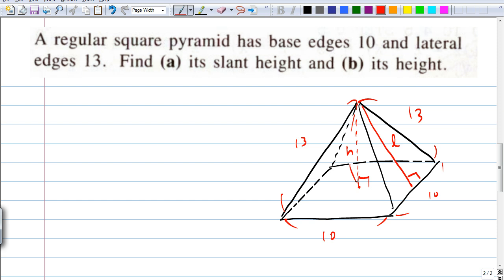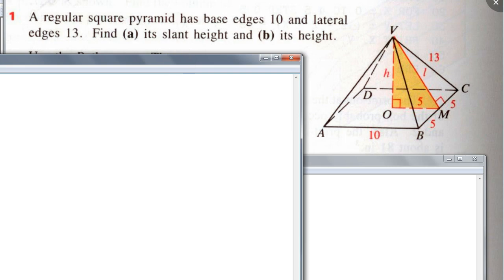Everybody try. So here's a better picture of it. A little better. Okay, now let's find the slant height. To find the slant height, which right triangle should I use? Kristen, which right triangle should I use to find the slant height? Exactly, one of the lateral sides, right? So, namely VMC or something like that, right?